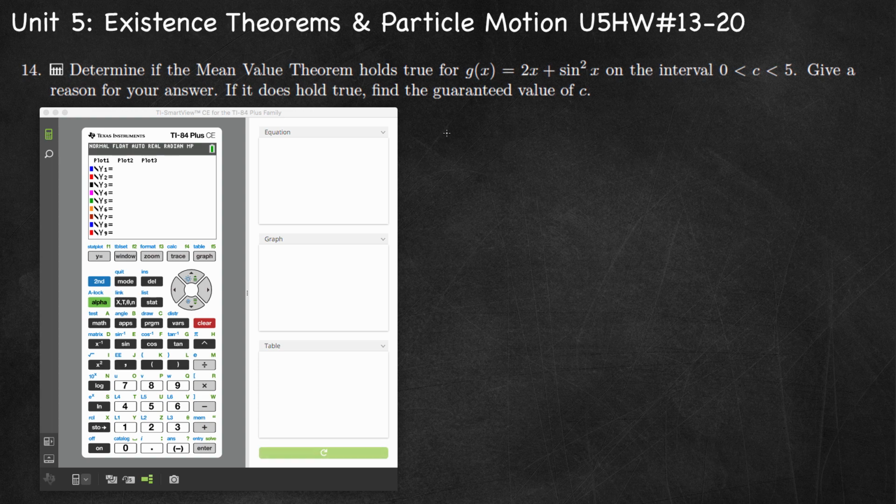Number 14, determine if the mean value theorem is true for g of x equals 2x plus sine squared x on the interval from 0 to 5. Give a reason for your answer. If it does hold true, find the guaranteed value of c.